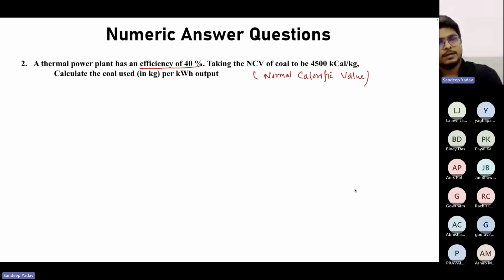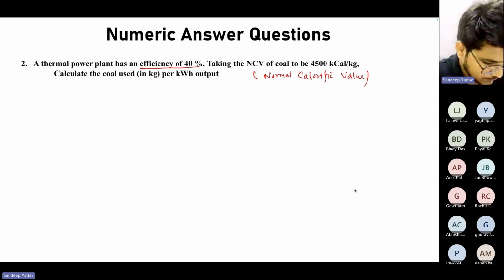Now we have to calculate the coal used per kilowatt hour. That type of question is very tricky and can be asked in the final exams or some quizzes also. So let's see how to solve it.